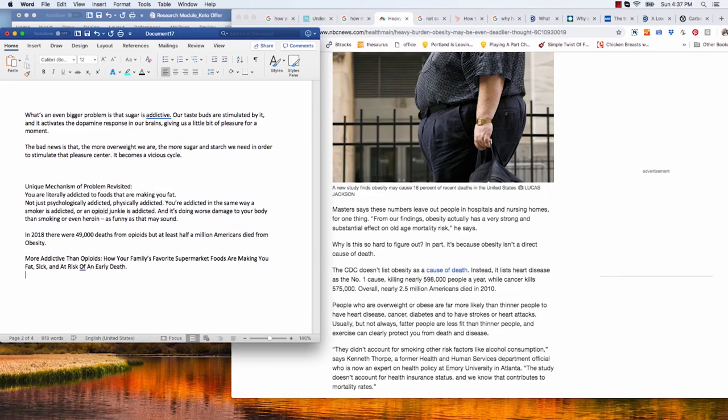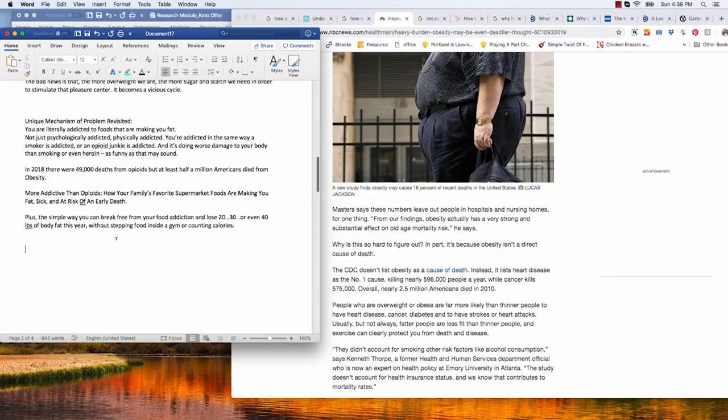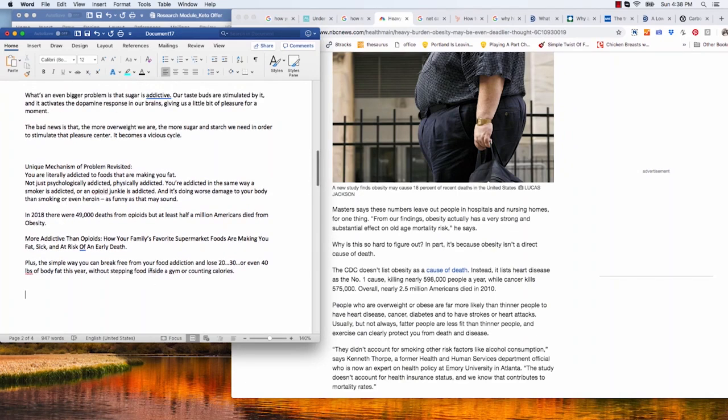That's probably too long, but this figure is worth putting something like that, right? Plus, from your food addiction and lose 20, 30, or even 40 pounds of stubborn fat this year. Just some ideas. As a comment, put them there. I don't know if I'm going to do anything with this in the hook, but it is interesting.